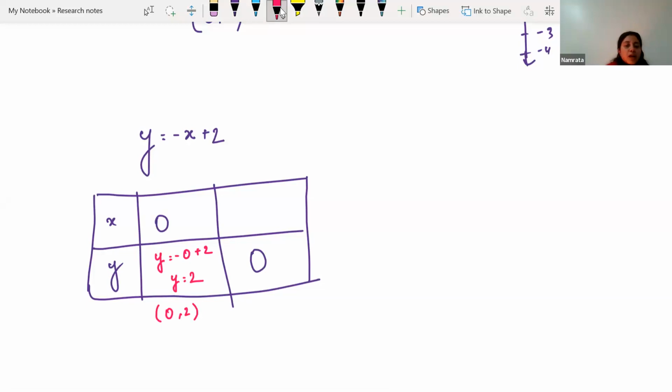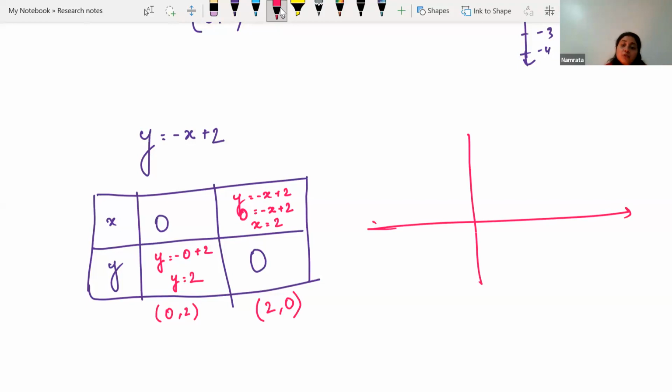When we take y as 0, let's calculate the x value. So y equals minus x plus 2. In this equation, we take y as 0 and we want to find the x value. Here you can see x will be 2. So we are getting x as 2 and y as 0. These 2 points we have got. Now let's plot the graph.